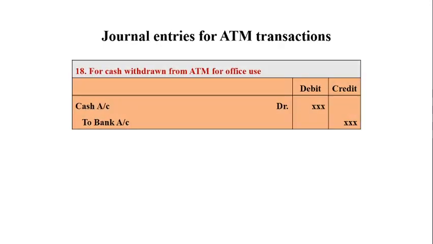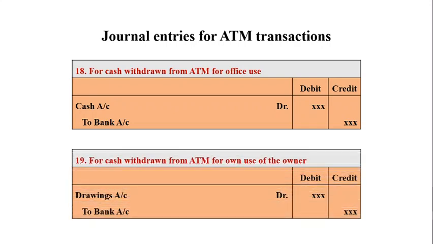18. For cash withdrawn from ATM for office use. So accounts involved here are cash and bank. Cash is a real account. Debit what comes in. Cash comes into the business. Therefore, cash account is debited and bank gives the money. Bank is credited. So journal entry is cash account debtor to bank account.